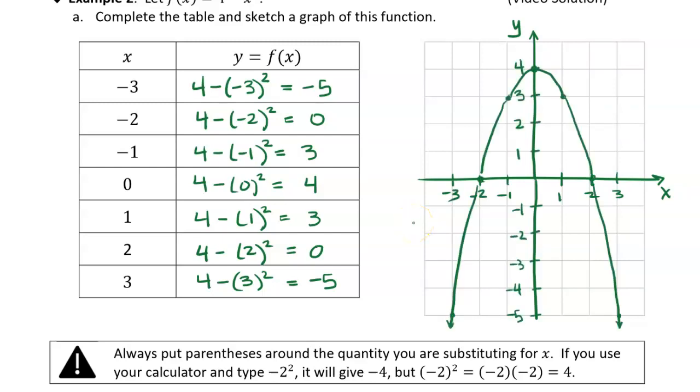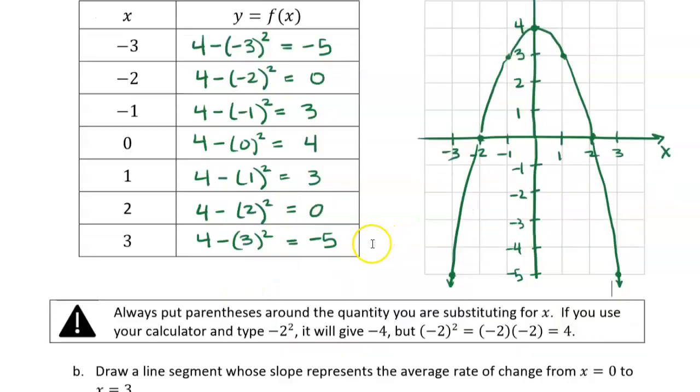All right, so I went ahead and put the scale on the axes so you don't have to watch me do that. And then I plotted all of these points. Negative 3, negative 5 is right here. Negative 2, 0; negative 1, 3; and then 0, 4; 1, 3; 2, 0; and then finally 3, negative 5. And then I connected it with a curve. So there we go, we've graphed the function.